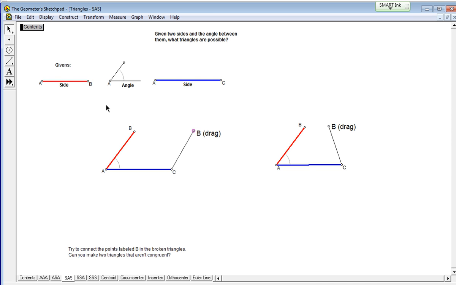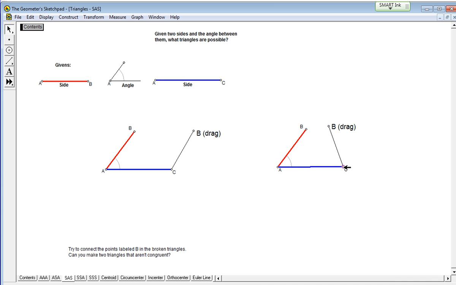SAS? In other words, here I've got two sides, the red side, the blue side, and the angle in between. Notice the red side, the red side, the blue side, and the angle in between, namely this angle over here. That's the angle in between, the included angle. If two sides and the included angle of one triangle are congruent to two sides and the included angle of the other triangle, are those two triangles congruent?